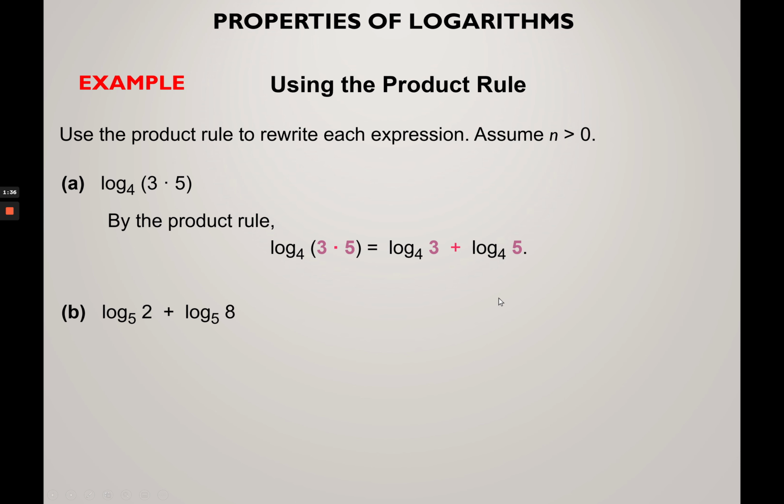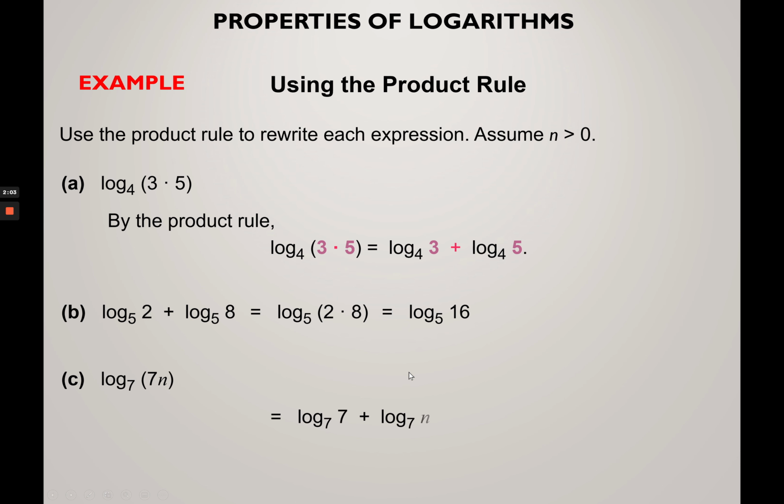Next example, you have logarithm base 5 of 2 plus logarithm base 5 of 8. This time we're taking the definition backwards. If we can separate factors by a plus sign, we can actually multiply these two, 8 times 2, by taking the property backwards. So you have 2 times 8, which is 16. So you have your final answer, logarithm base 5 of 16.